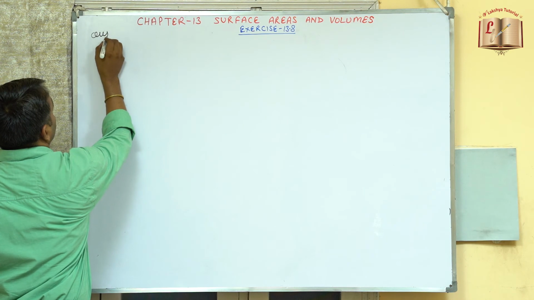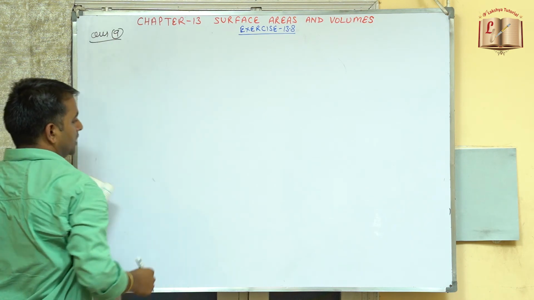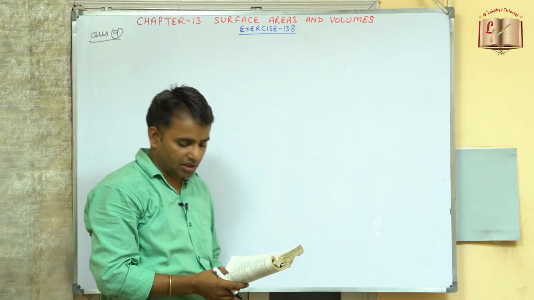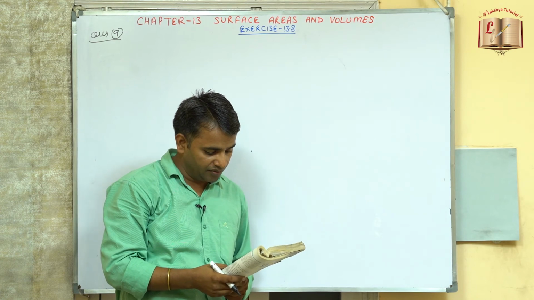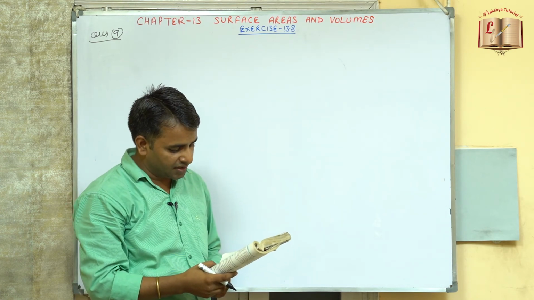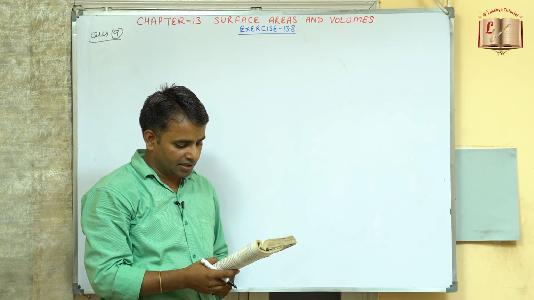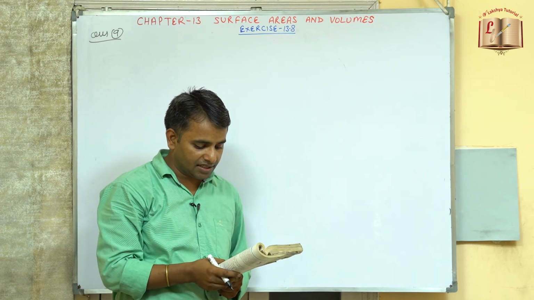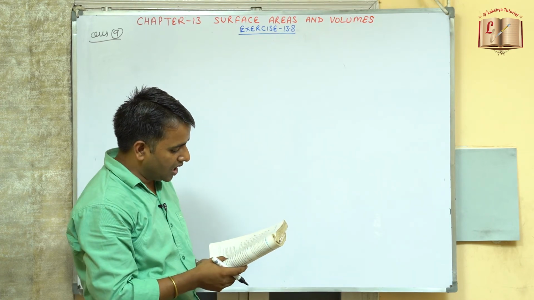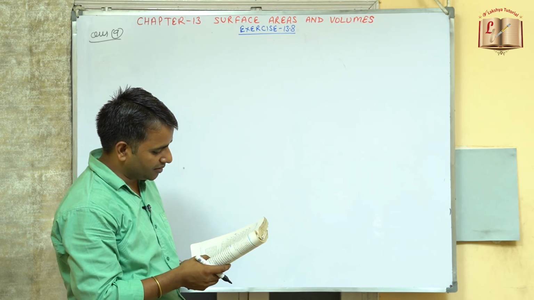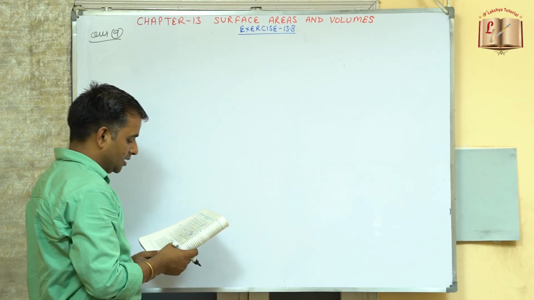So now coming to question number 9. Again, this question number 9 is important from the examination point of view. 27 solid spheres, each of radius small r and surface area small s, are melted to form a sphere with the surface area s dash.